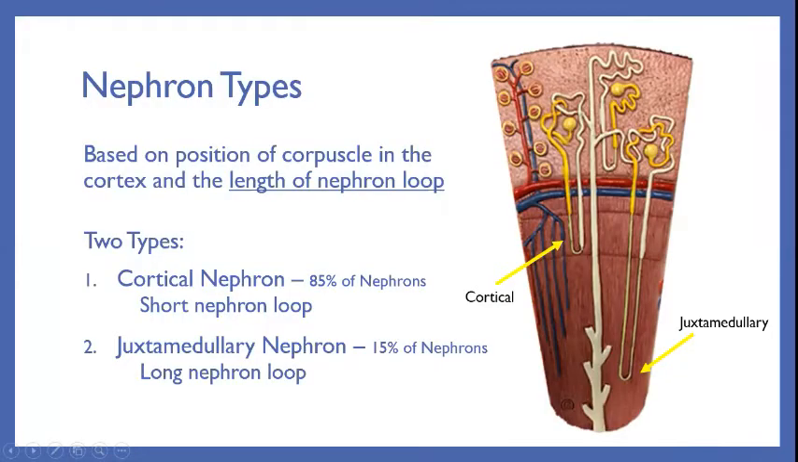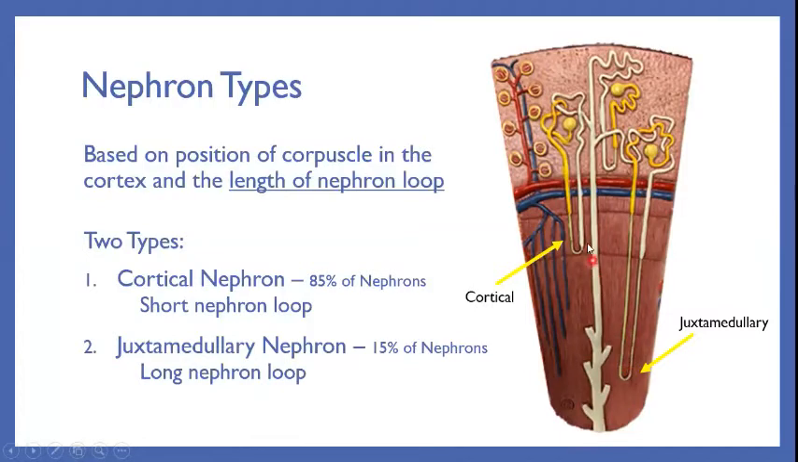There are two types of nephrons. These nephron types are divided by their position of the corpuscle in the cortex and the length of the nephron loop. One type is called the cortical nephron. 85% of nephrons are this type. If you look on the model, the loop itself does not go very deep into the medulla. In comparison, a juxtamedullary nephron, about 15% of nephrons, has a long loop that travels much further down into the medulla before coming back up.